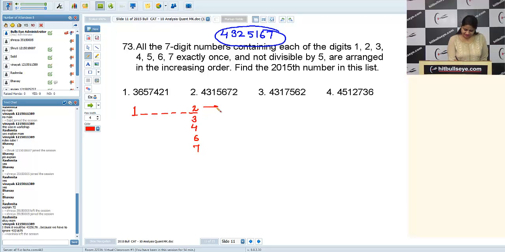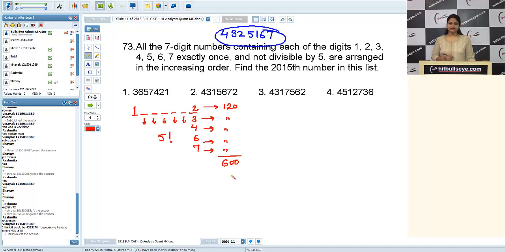So if I take one case, a number which is starting with 1 but ending in 2, how many places are there? There are 5. For these 5 places, how many possibilities? 5 factorial, that is 120. And corresponding to everything, you will get 120. So in total, 600 numbers are gone because we want to reach the 2015th number. Is it okay? These 600 numbers will be arranged in increasing order.